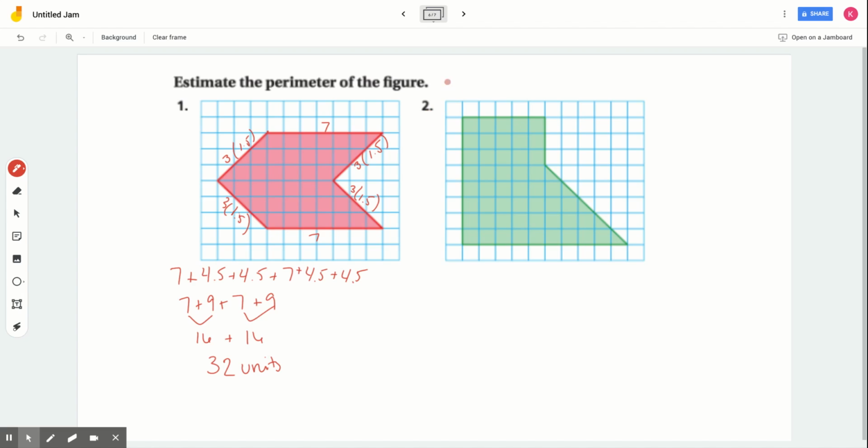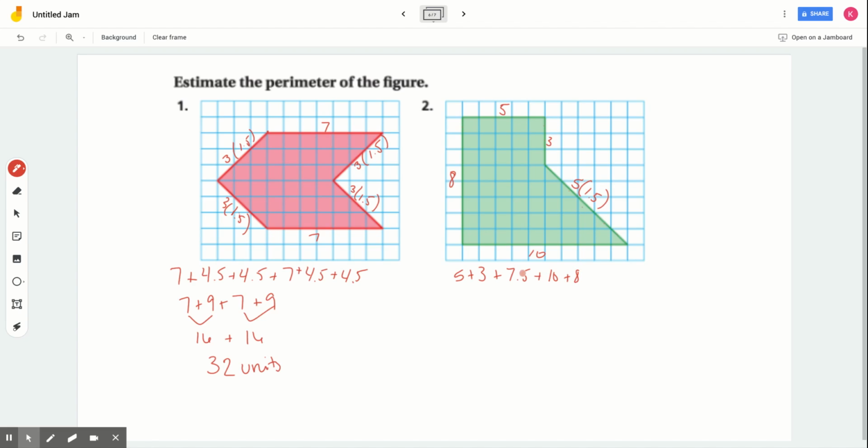Now we can use the same methods to help us with number 2. Again, 1, 2, 3, 4, 5 units. 1, 2, 3 units. 1, 2, 3, 4, 5 units that are diagonal, so 5 times 1.5. 1, 2, 3, 4, 5, 6, 7, 8, 9, 10 units, and 1, 2, 3, 4, 5, 6, 7, 8 units. Now again, we're going to add those. So 5 plus 3, 5 times 1.5 is 7.5, plus 10 and 8.